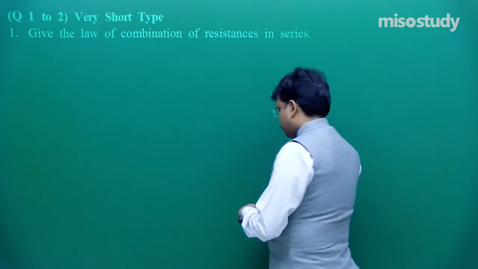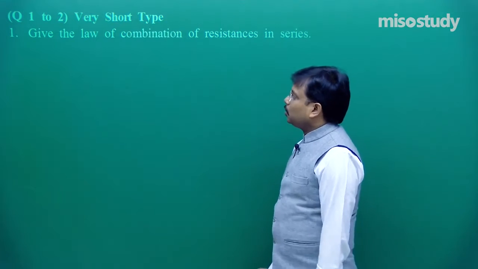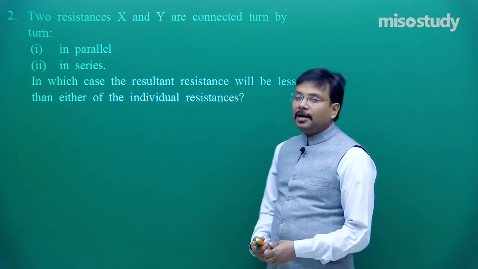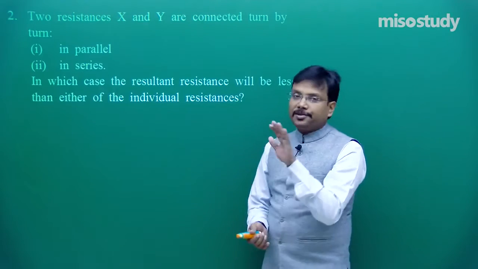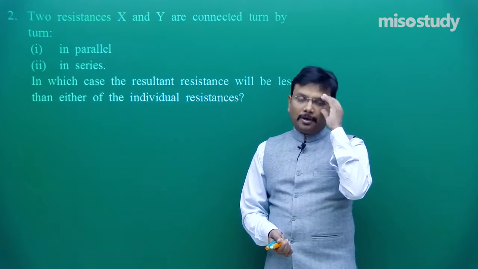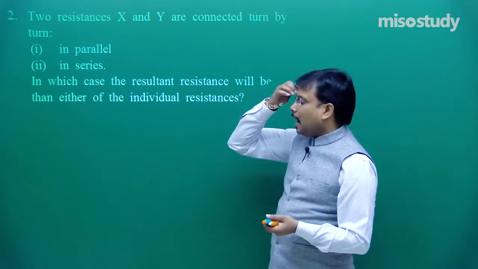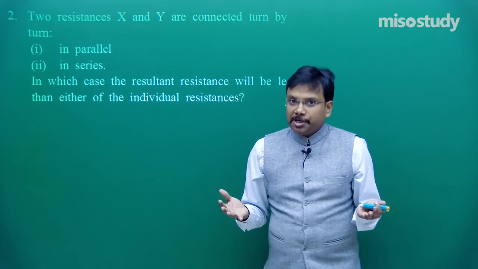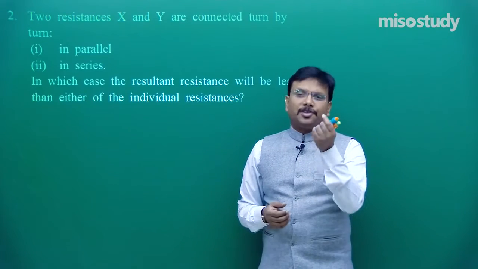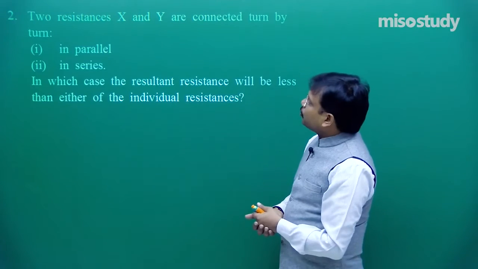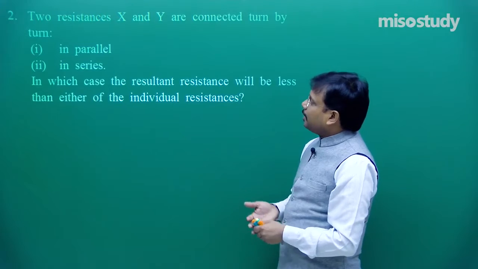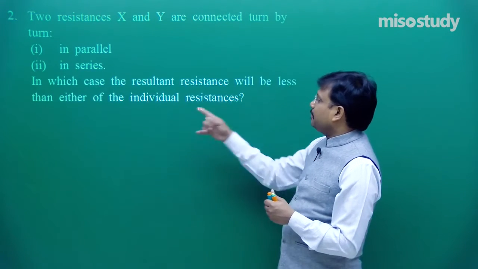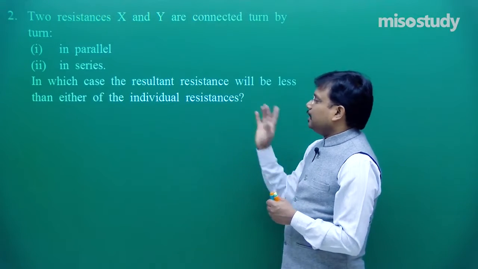Then comes question number 2. 2 resistances X and Y are connected turn by turn. Now, this question you can say was a short question, but what I did, I simply added 2 aspects, because only these 2 aspects are associated. So, that is why I thought let us, with the help of this simple question, give the complete idea. So, 2 resistances X and Y are connected turn by turn, first in parallel, second in series, in which case the resultant resistance will be less than either of the individual resistances.